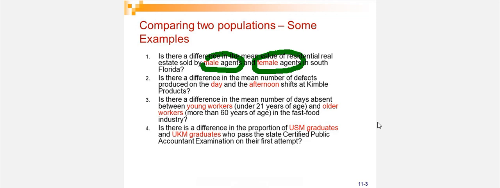Then also in term we want to know there is different mean number of defect produced on the day or afternoon shift. Okay, ada setengah they call night shift, day shift or night shift. Yang mana group mana yang lebih banyak menyumbang kepada defect. Defect bermaksudnya non-conforming product lah, maksudnya benda yang kita tak boleh pakai.